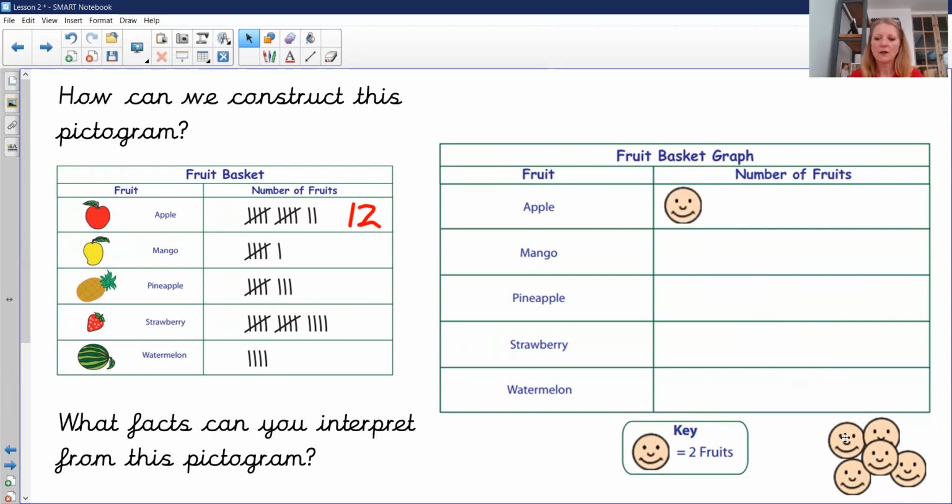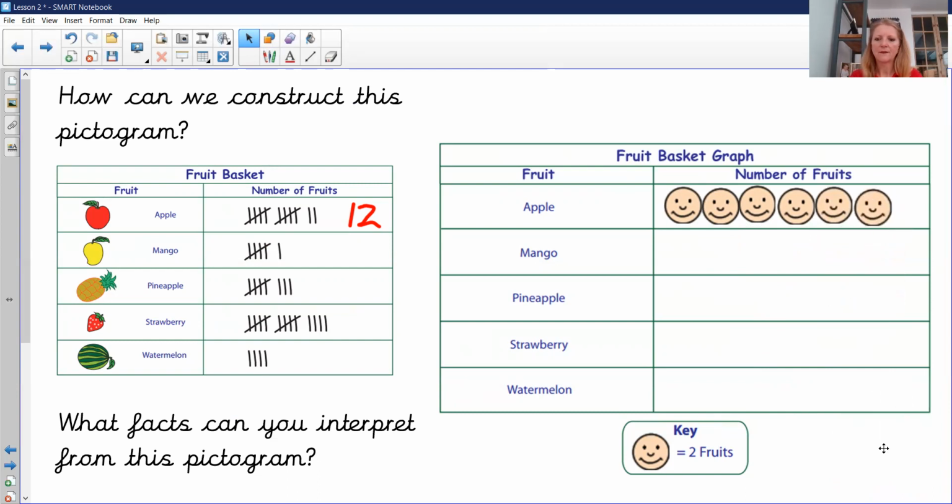So that would be 2, 4, 6, 8, 10, 12. There we go. 1, 2, 3, 4, 5, 6 smiley faces. Each smiley face means 2 fruits, so that would be 12.